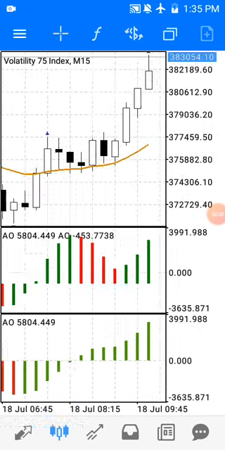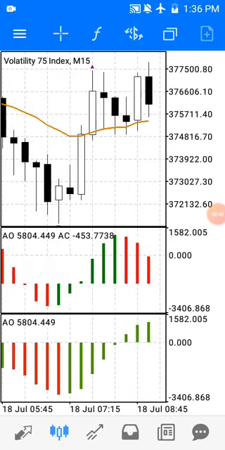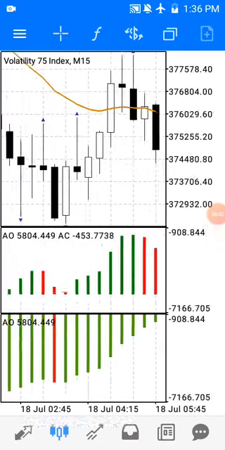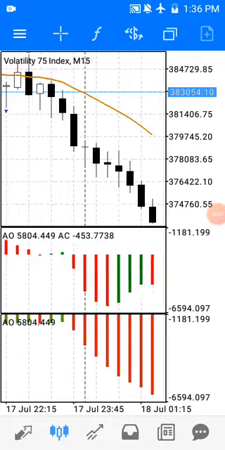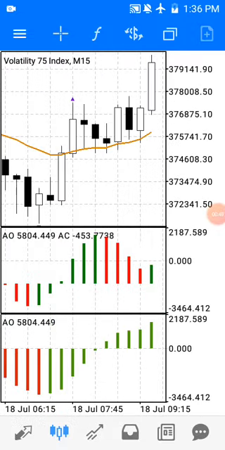Now today we'll be looking at a strategy you can use to trade Volatility Index 75, V75. This strategy is a good strategy. We are looking at V75 on 15 minutes time frame. You can use this strategy to trade forex, trade gold. You can use it to trade commodities.